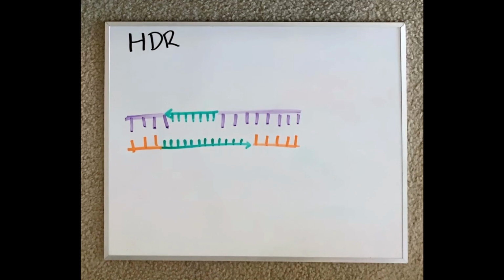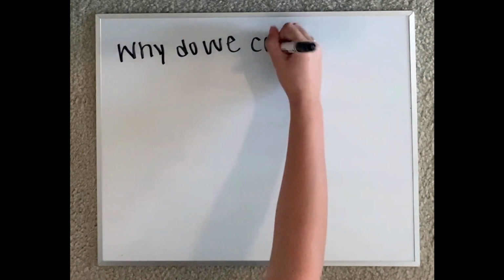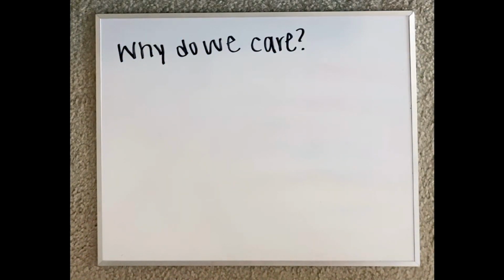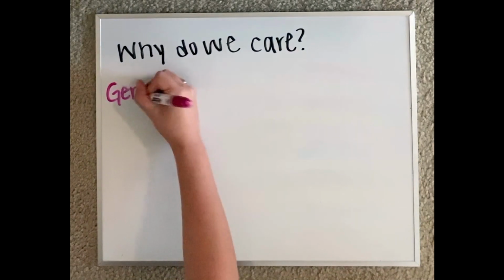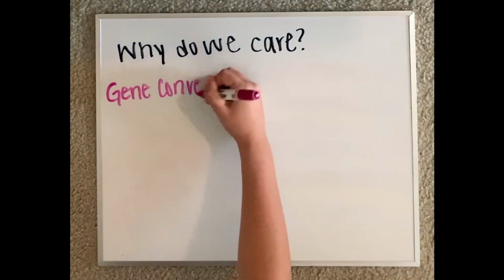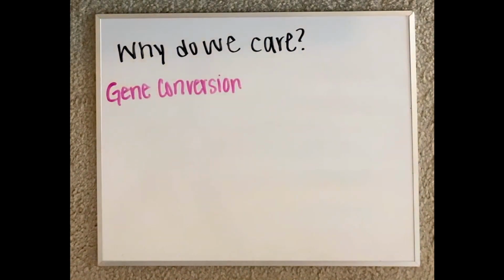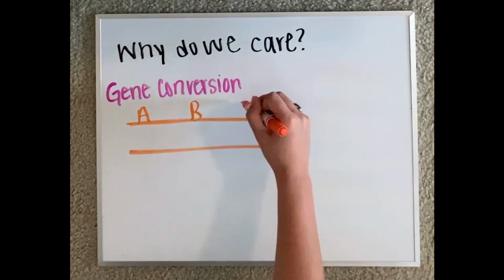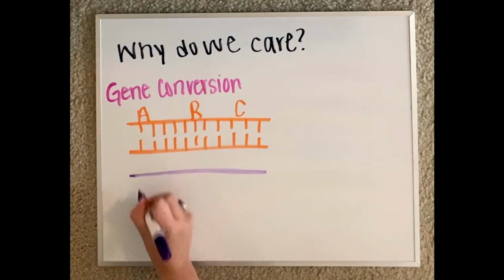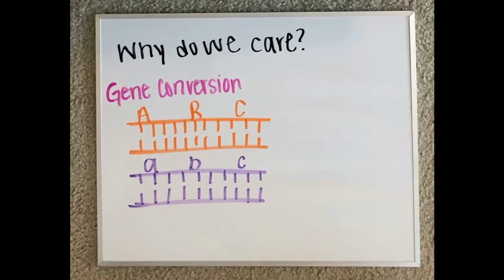Although this chromosome is now fixed, it can result in different sequences of the DNA. So, why do we care about these DNA repair systems anyways? Well, there are a lot of reasons, but one of the reasons is for a concept known as gene conversion. Typically, HDR of a double-stranded break uses the sister chromatid as a template strand, but if it uses a homologous chromosome to repair itself, then there might be different genes located on the homologous chromosome.